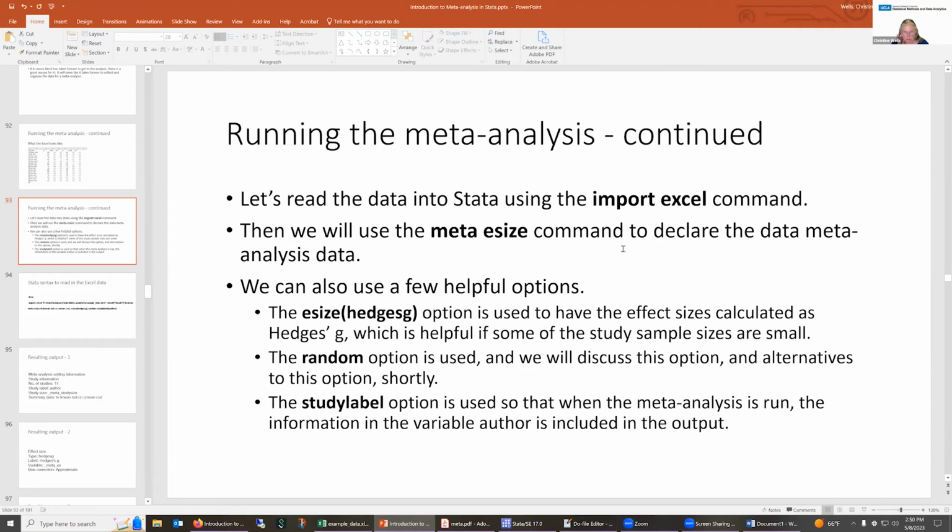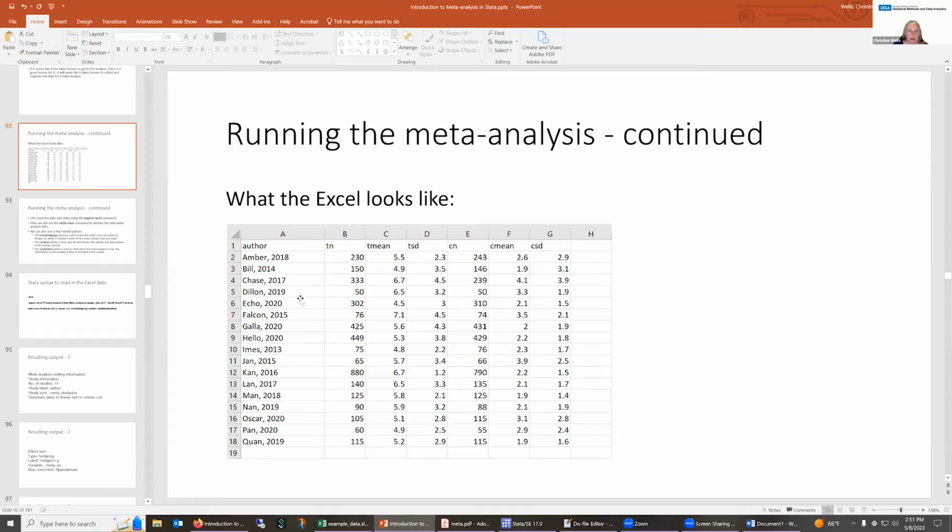We've already discussed why we're using the random option. And then we're going to use the study label option so that when the meta-analysis runs, the information is in the output. So looking at column A, I want this information, the author and the year, to show up in either the table or the graph of my meta-analysis. However this column is organized and displayed, that's what it's going to look like in your output. So make it look however you want it to look. That's the way I like it. You do whatever you want to do.